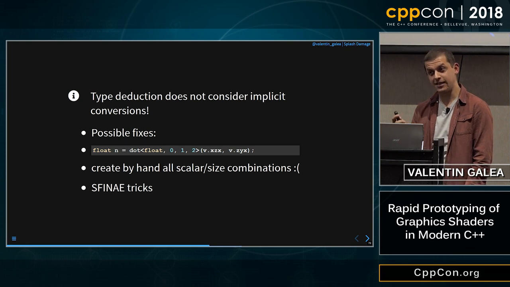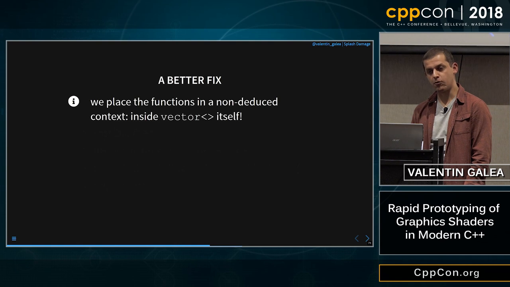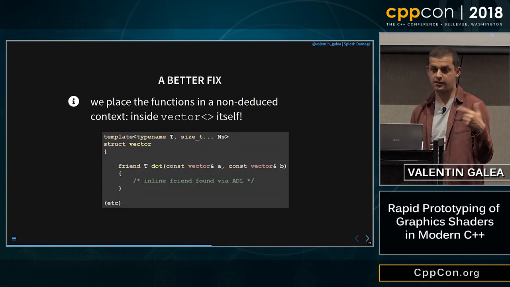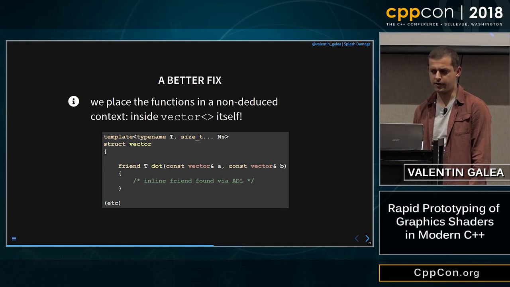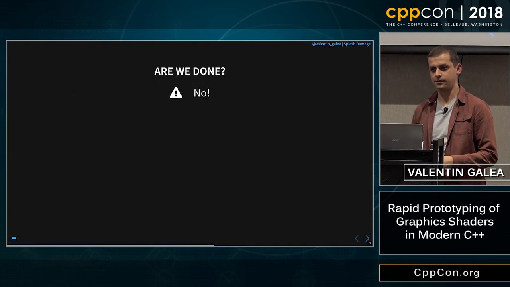But before that, there's a very interesting solution. What about placing it outside of the deduced context, which counterintuitively means inside vector itself? So if you take that global function, that dot, and you place it inside vector and you make it an inline friend, which is found by ADL, argument-dependent lookup, suddenly everything works. Because it understands now that it was part of vector, so it will consider the implicit conversions. So yes, everything works, except it doesn't.